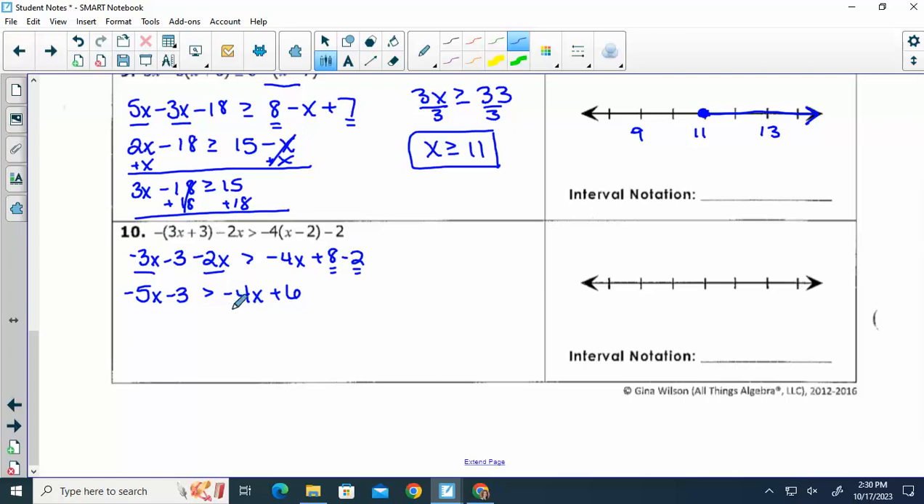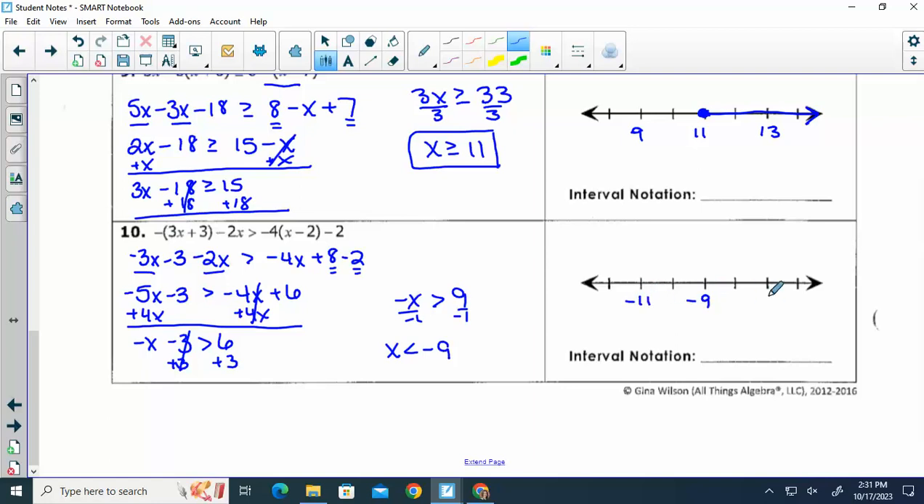Plus 4x, minus 3, plus 3. Okay, so we get negative x is greater than 9. Divide by my negative 1, and then switch this on. x is less than negative 9. So we open at negative 9 and going to the left.